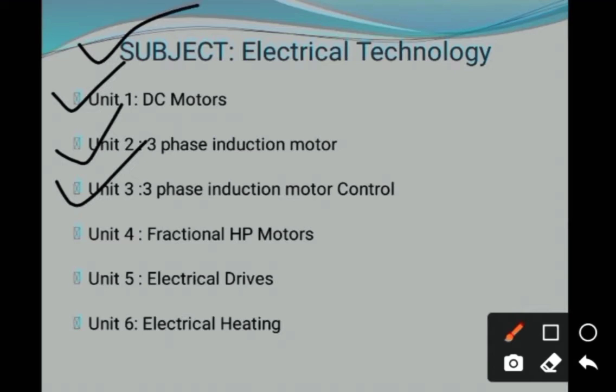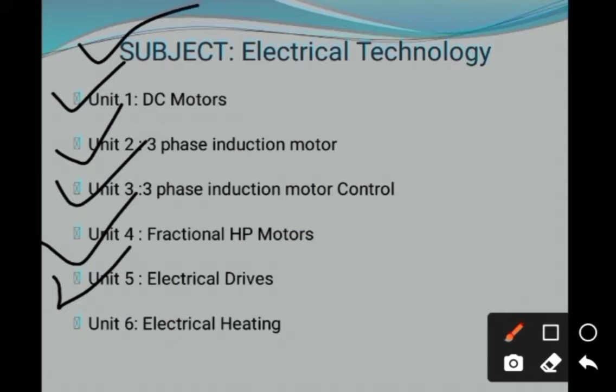Unit number 4 is the fractional horsepower motors. In fractional horsepower motor, we are going to see different types of motor like single phase induction motor, AC servo motor, DC servo motor, and stepper motor. Next unit is unit number 5, that is electrical drives. In that unit, we are going to see what is the drive, types of drive, 4-quadrant operation of the drive, and last point is criteria of selection of motor for different application.